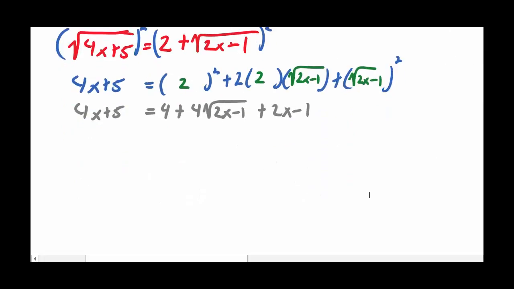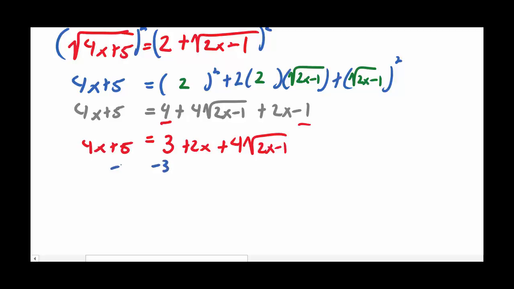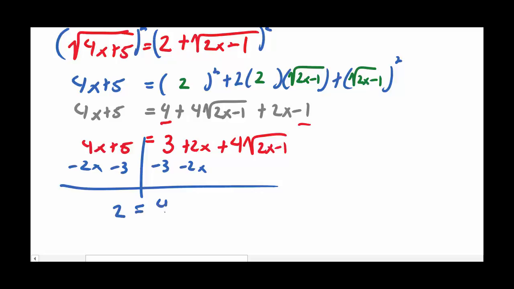Then I want to simplify this, or I want to combine like terms where I can. So I can see on the right side, the 4 and the minus 1 give me a 3 plus 2x plus 4 square root of 2x minus 1. All right, then let's subtract 3 from both sides, and let's subtract 2x from both sides. And so on the left, I now have 2 equals 4 square root of 2x minus 1.